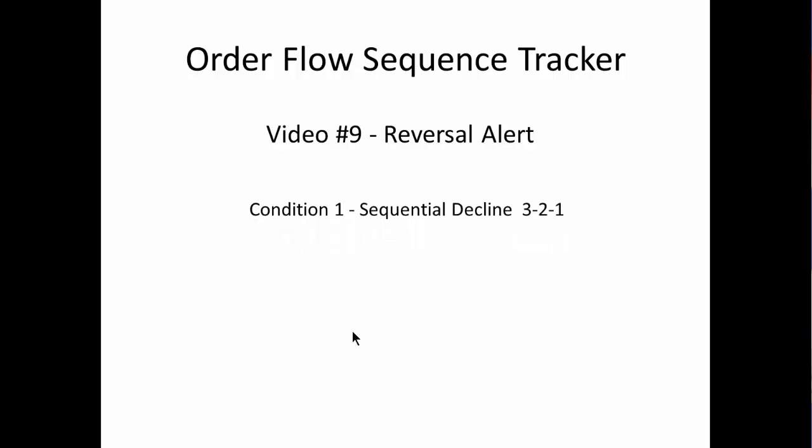Condition 1 is sequential decline. And what I want you to remember about sequential decline is 3, 2, 1. We're going to show you how to spot sequential declines and why they're useful. Condition 2 is the COT position. In order to get an alert, you have to have condition 1 and condition 2 both true. Otherwise, you're not going to get a reversal alert.